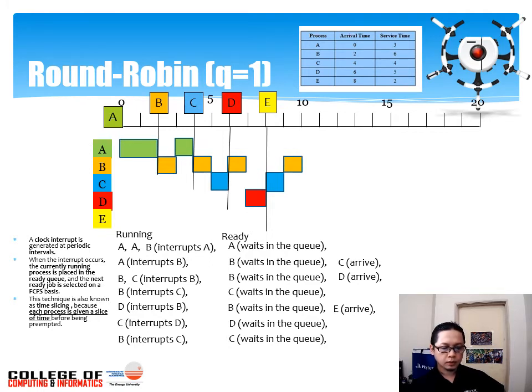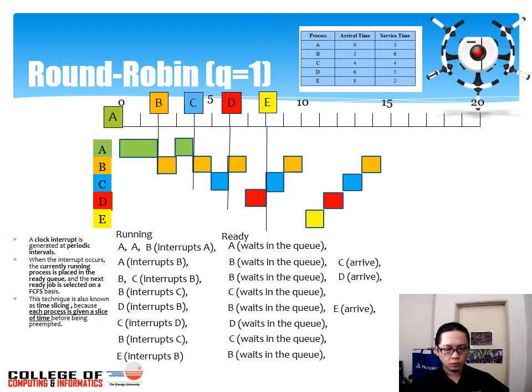Okay, B executes, C waits in the queue, and then E interrupts B. So E executes here after it interrupts B, and B waits in the queue. And then it's time for D, and so on until the processes finish.